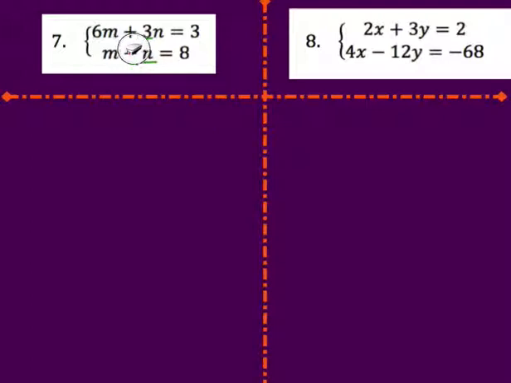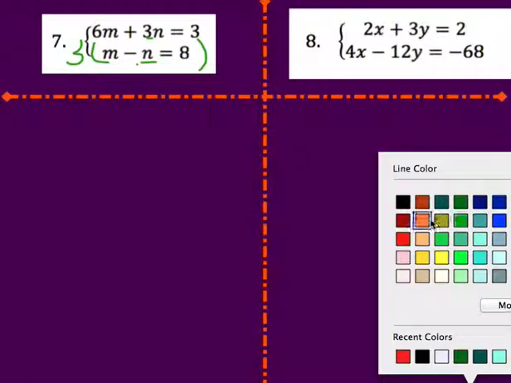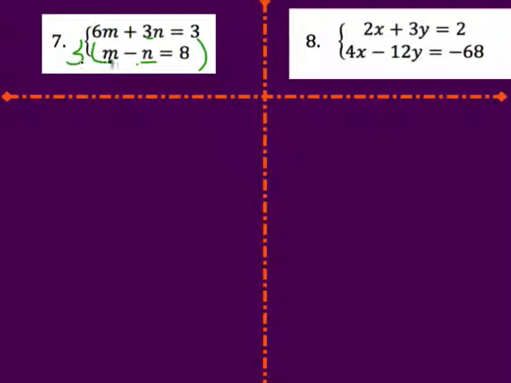So I want to ask myself, how can I take 1n and make it 3n using multiplication? To do that, I'm going to have to multiply by 3. So to take 1 and get it to be 3 using multiplication, I need to multiply by 3. So I'm going to take this 3 and distribute it into that second equation. So I have 6m plus 3n is equal to 3.